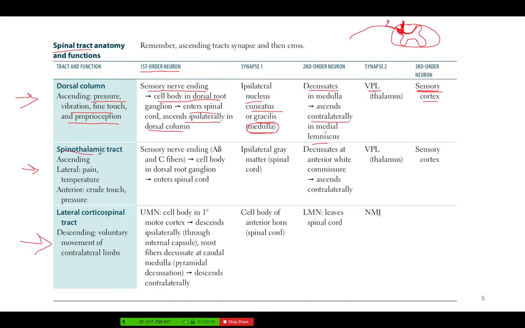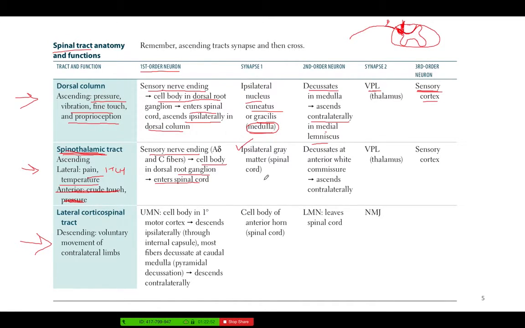Our spinothalamic tract is responsible for pain, itch, and temperature. Pain, itch, temperature. Don't worry about this one. Okay, pain, itch, and temperature are transmitted by the spinothalamic tract. Okay, so again, we're going to start with a similar story as our dorsal column here. We're going to start with a sensory nerve ending in the periphery. It has the cell body in the dorsal root ganglion, and it's going to enter the spinal cord. As soon as it enters the spinal cord, it immediately synapses.